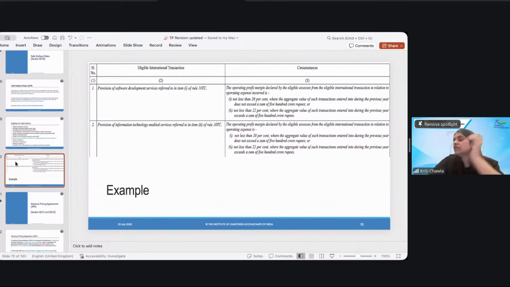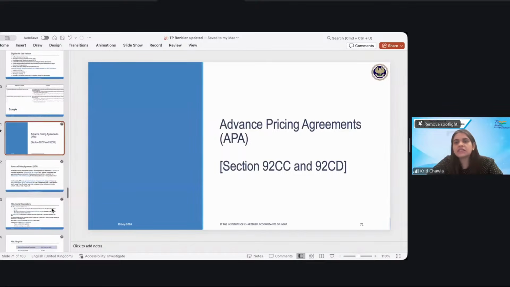So this is basically safe harbor rules. The next that we have is something called advance pricing agreements. This is section 92CC and section 92CD of the Income Tax Act. And again, this is a dispute resolution mechanism which is provided there.